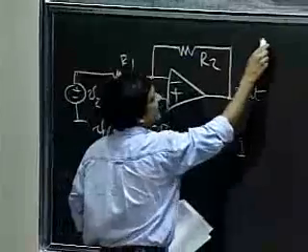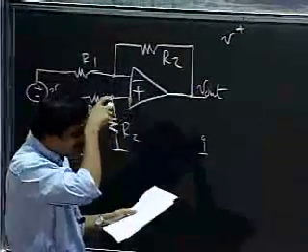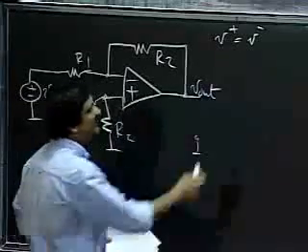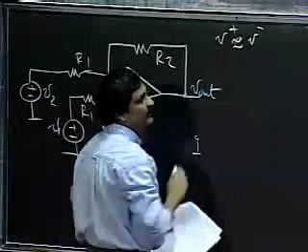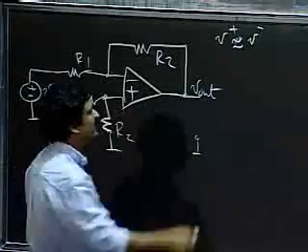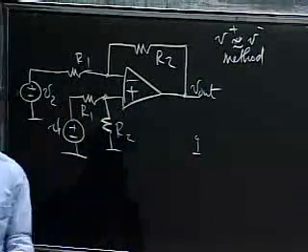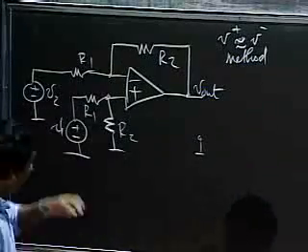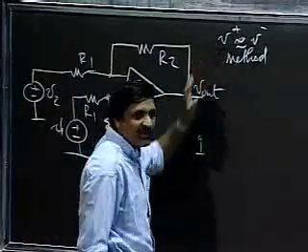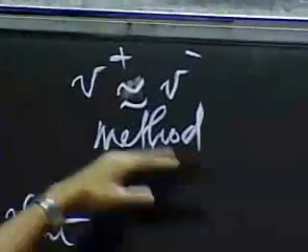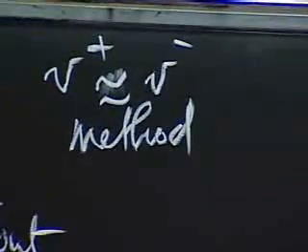review that method. We fondly call that technique, there's no formal name for it, but we fondly call that the V plus more or less equal to V minus method. But this is also variously called the virtual ground method and so on. But we shall call it the V plus more or less equal to V minus method.